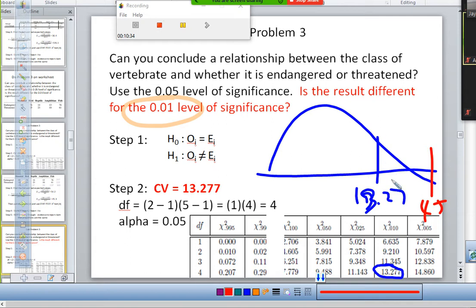So the result would not be different at all. I would still be rejecting H naught, because 45 is still way out in the rejection region, even if it was alpha 0.01. Good. Makes sense. Does that make sense for everybody? The only thing that changes with this is my alpha, my critical value. Right? My alpha affects my critical value. So then my critical value becomes 13.277 instead, and it's still in the rejection region.